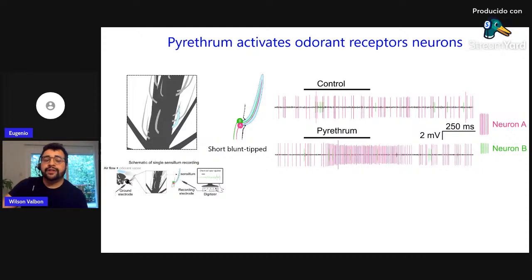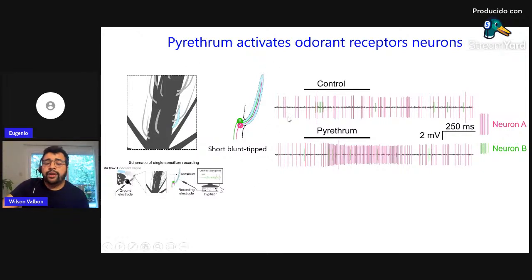So we will use single sensillum recording. As I mentioned before, there are many sensilla expressed in the antenna, and you can tell apart the sensilla by the shape. These have a short, blunt tipped one, so it's not like a sharpened sensillum. And we apply a panel of several compounds to see the function of the sensilla. Then you can tell apart which sensillum is being activated by a specific compound, both by structure and also by function.